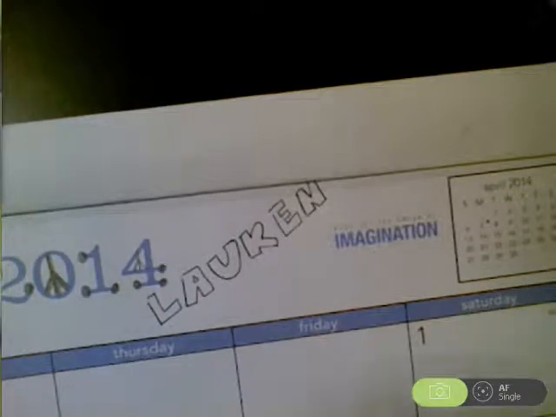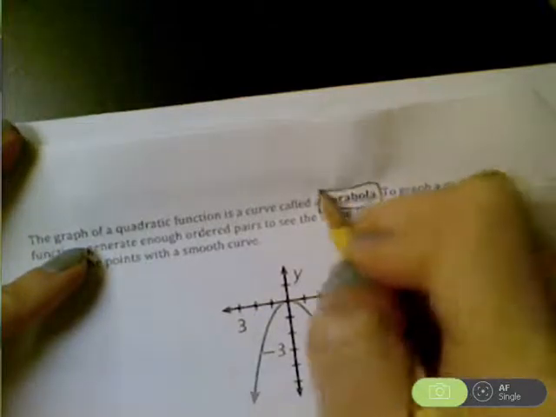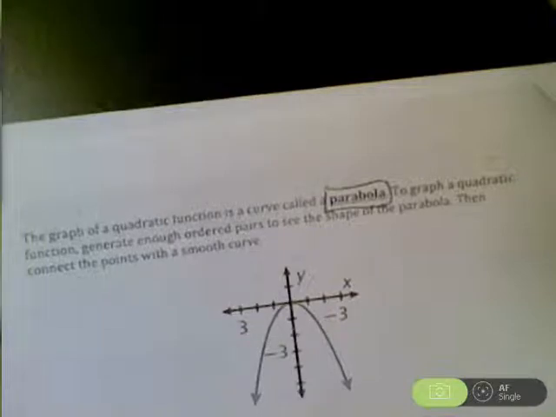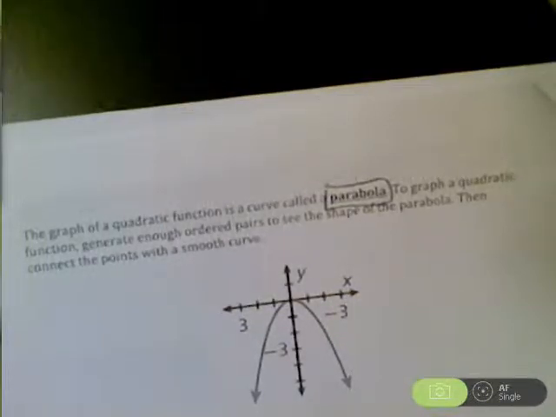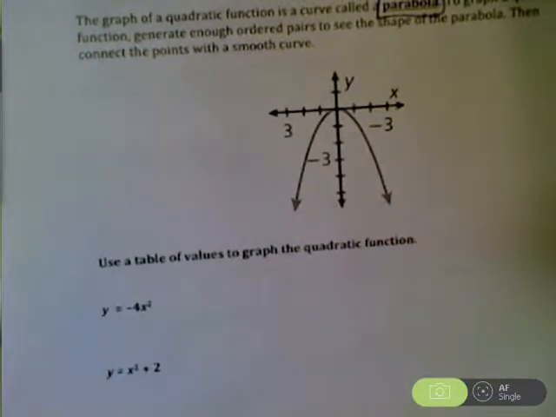Okay, if you'll flip to the back side of that page. At the top it says the graph of a quadratic function is a curve called a parabola. To graph a quadratic function, generate enough ordered pairs to see the shape of the parabola, then connect the points with a smooth curve. So this word parabola is something you need to add to your vocabulary. That is the shape that quadratic functions make when you plot them on the graph. Okay, it's that U shape that we've talked about before. It's called a parabola. Under that it says use a table of values to graph the quadratic function.